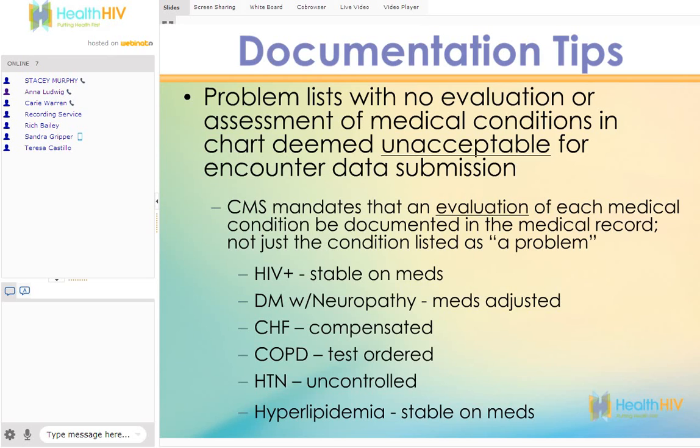So here's a short example of a problem list, medical conditions of the patient that were documented in a record. The HIV positive status is stable on meds. The patient also has diabetic neuropathy. The medications were adjusted. They have congestive heart failure and COPD. It's compensated. They ordered some tests for the COPD. The hypertension is controlled, and for the hyperlipidemia, the patient is stable on meds. So you always want to give the status of each of those medical problems that you document on a problem list.